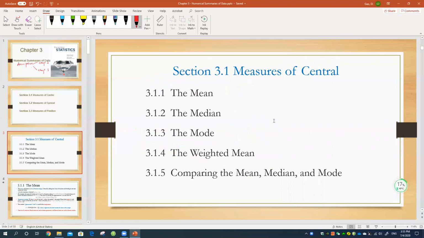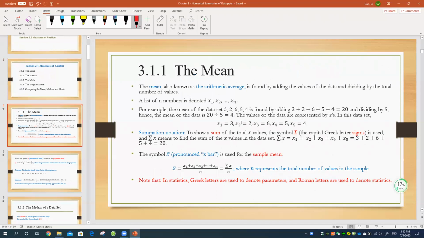So for measures of center, we're going to discuss the mean, the median, the mode, the weighted mean, and then how to compare mean, median, mode. So 5 different parts, and then let's start with the mean. So this is more like a review for most of you, because everybody knows how to calculate the average. So it is actually just found by adding the values of the data and then dividing by the total number of values.